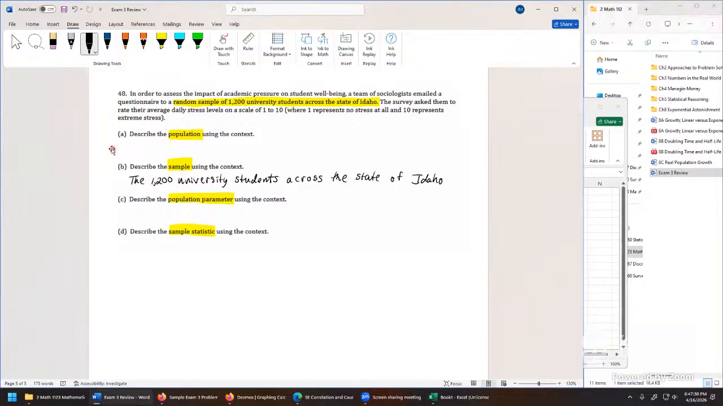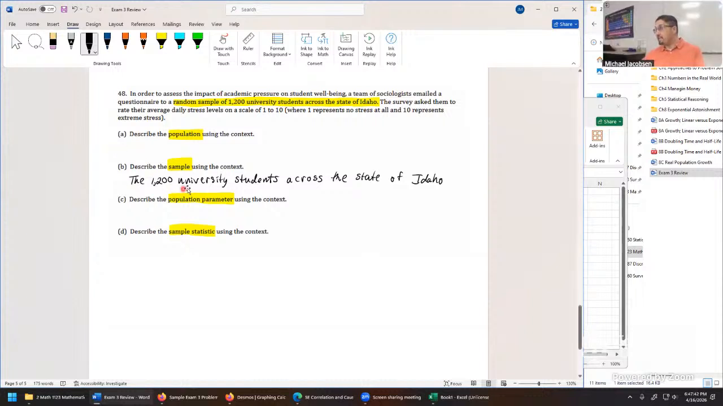University students. Close. We need to bring in university students. We also have to say across the state of Idaho to really say what the population is. But yeah, you're pretty much on the right track. If the sample is 1,200 of these university students, to say what the population is, we just change this word here to all.